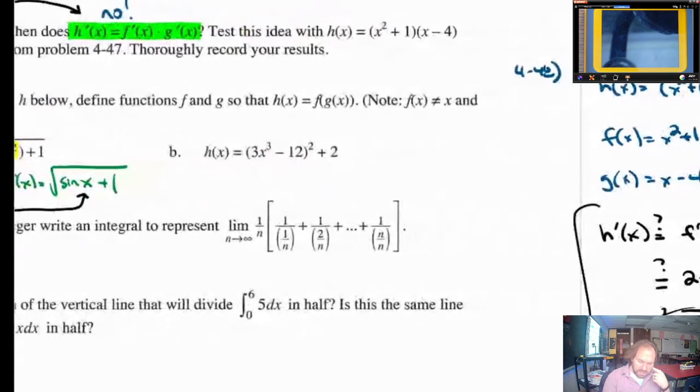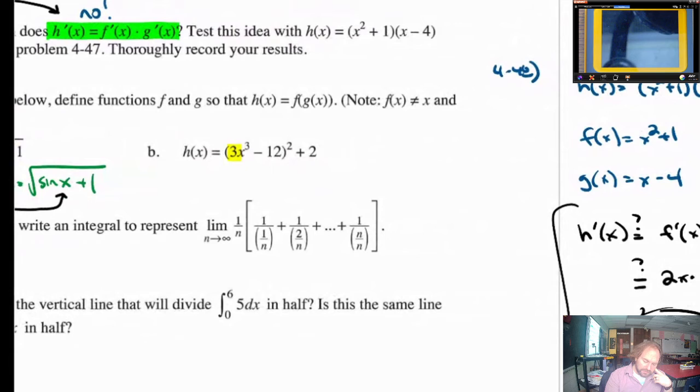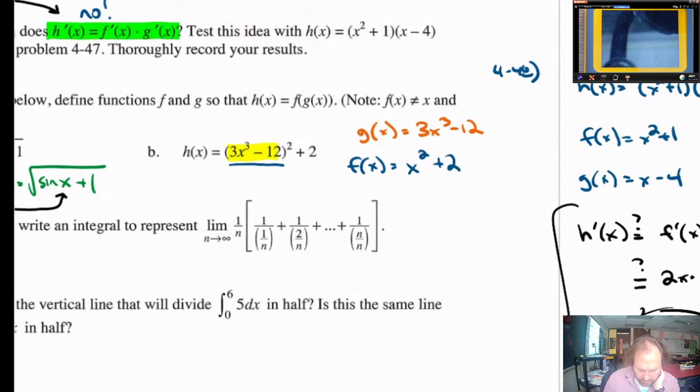For question B, the inside part that I see is this 3x to the third minus 12 right there. So let's make that g of x. G of x will be 3x to the third minus 12. And then we'll say that f of x, the outside part, will be that thing squared plus 2, which is what I'm seeing here. This thing squared plus 2. That works. Composite functions, splitting them apart.